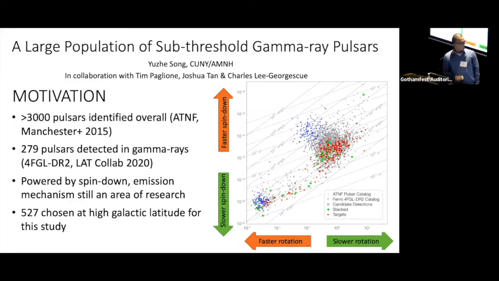A little bit about pulsar emission is that they are powered by their spinning down, and that loss of the rotation energy is transferred mostly into the gamma ray emission, which is why studying the gamma ray emission from these objects is important. For this work, I have chosen 527 high galactic latitude pulsars from the ATNF pulsar catalog. The reason for that is to avoid complicated background regions for gamma ray emissions.